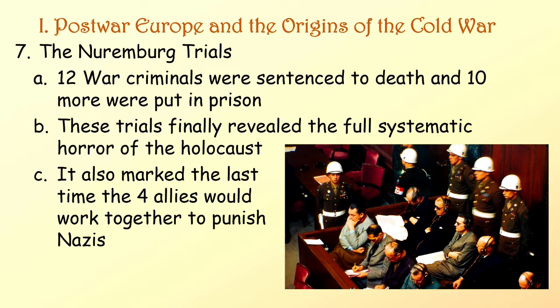The Nuremberg Trials. 12 war criminals were sentenced to death and 10 more were put in prison. These trials finally revealed the full systematic horror of the Holocaust. It also marked the last time that the 4 Allies would work together to punish Nazis.